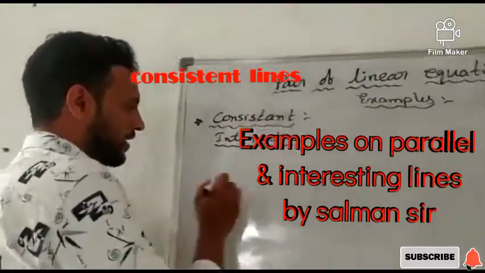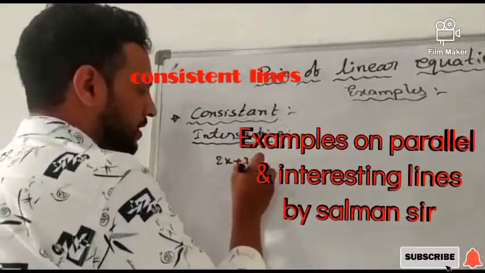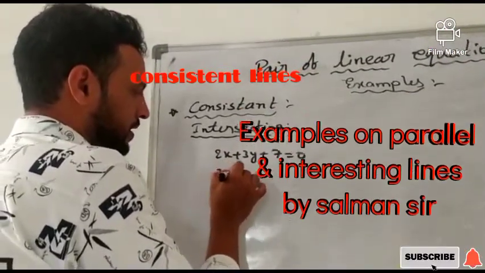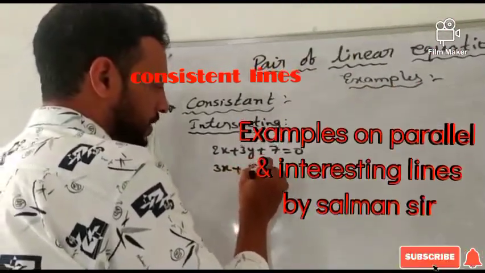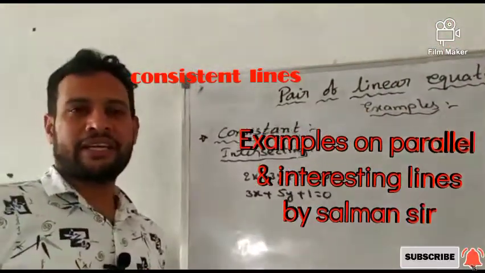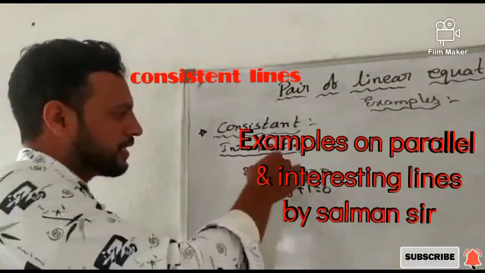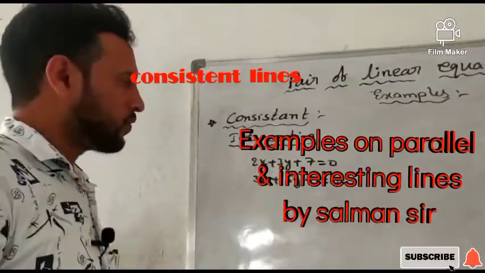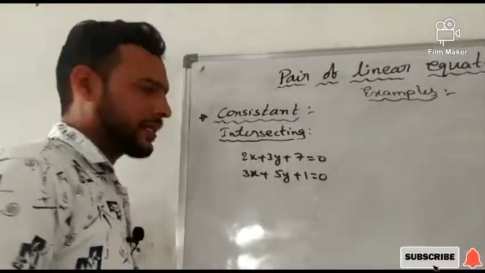See here, I am taking one example: 2x plus 3y plus 7 is equal to 0, and 3x plus 5y plus 1 is equal to 0. These are two linear equations I have taken. By seeing the equations, you can say the given two lines are intersecting. Yes or no? Yes, these two lines are intersecting.